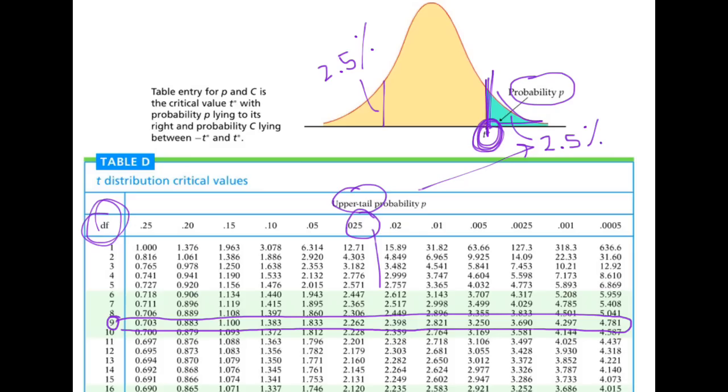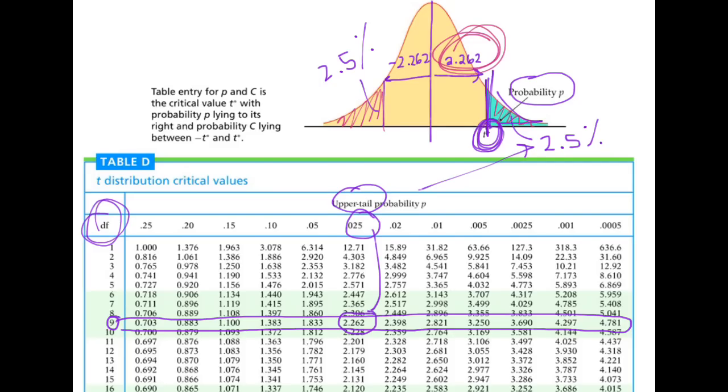2.5. So we go down here, and we got 2.262. So if we put our mean over here, we know that 2.262 standard errors here will give us 2.5% over here. And then on the other side, we're going to go in the opposite direction, so we're going to go negative 2.262, which is going to give us 2.5% in this tail. So this is the number that we're interested in here.